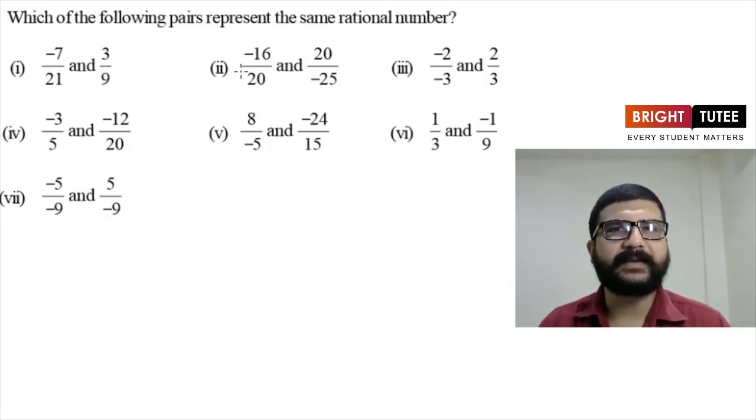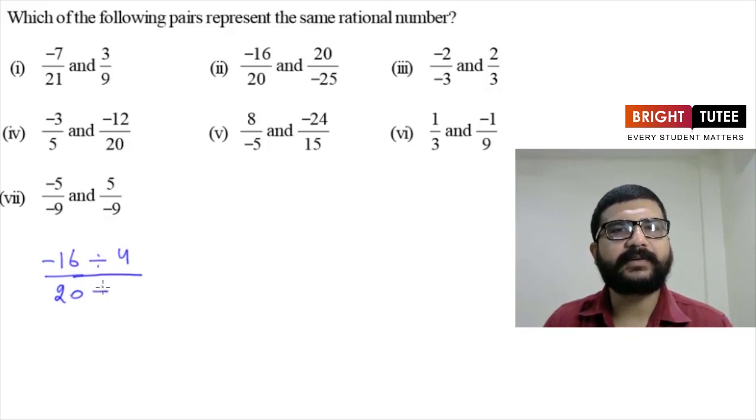Now let's see the second pair. It is -16 upon 20 and then 20 upon -25. So let's try to write their standard form. So here we are having -16 upon 20. By which factor are they both divisible? They both are divisible by 4. So let's divide them by 4. -16 divided by 4, 20 divided by 4. This will give us -4 upon 5.